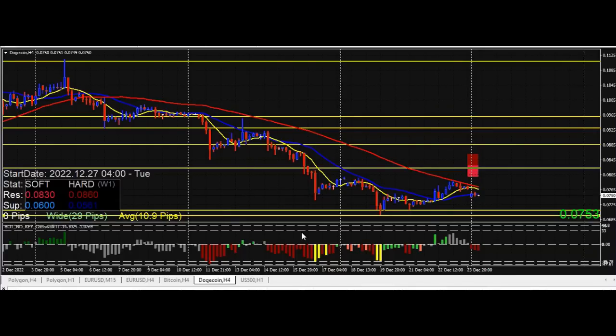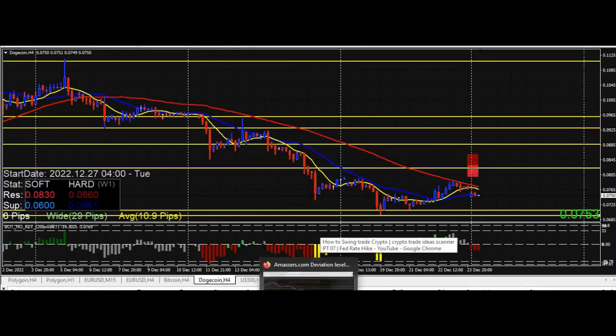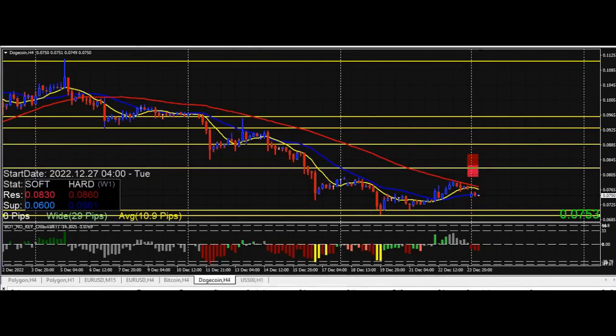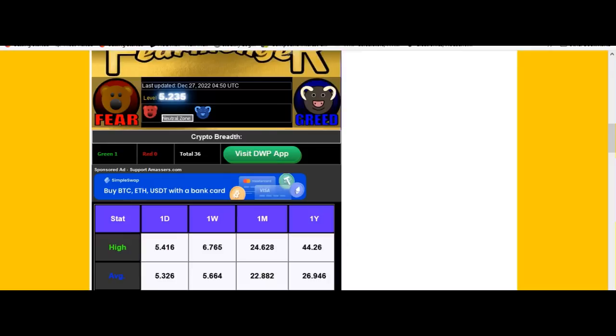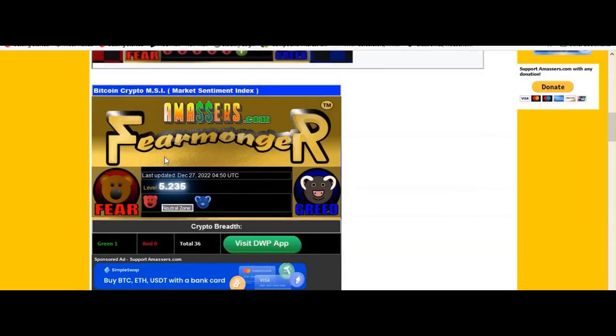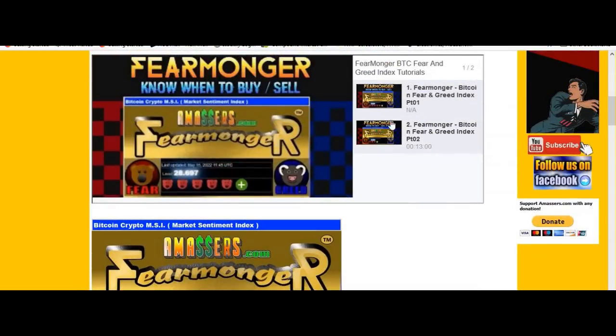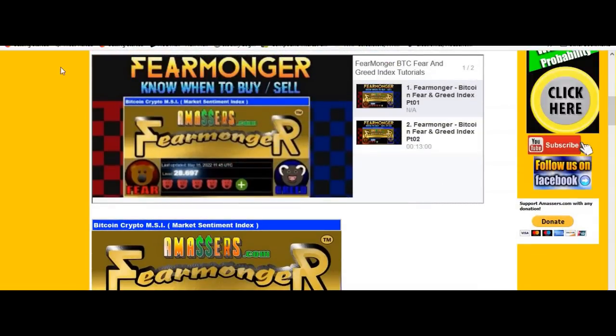Once again, I'm just talking about swing trading, showing you some swing trade examples, trying to cram a lot of game into 20 minutes or less. The main tool that I used on here is right here on the front page of masters.com, and it's free. It's called the Fearmonger. This is our fear and greed index. There are some videos right here where I go into more detail about how to use it.